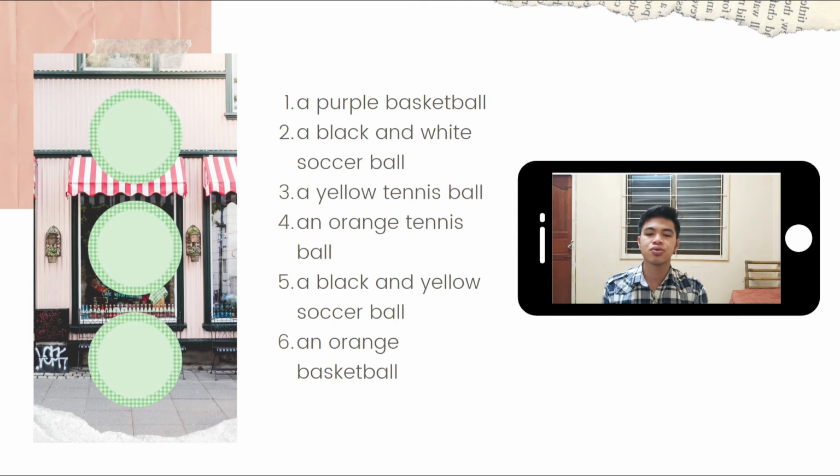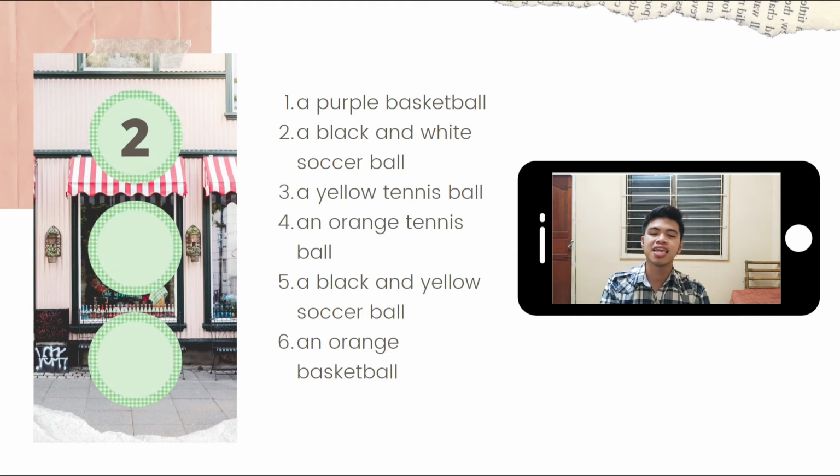A black and white soccer ball. So can we see a black and white soccer ball in the sports store? Okay, of course we can see it. So we're going to write number 2 on the circle. We're going to write 2 because we can see a black and white soccer ball in there. So let's go to number 3.